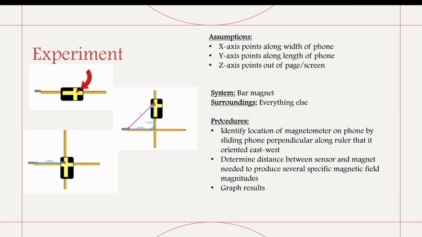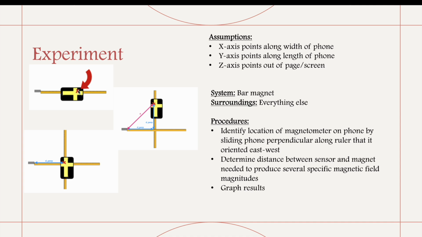So with the procedures, first thing we do is we're going to identify the location of our magnetometer on our phone by sliding it up and down along the ruler. The ruler is oriented east or west, and then we're going to place pieces of tape. And this little X right here is just where the sensor is and where we're going to be basing all of our measurements off of. So kind of like calibrating it in a way.